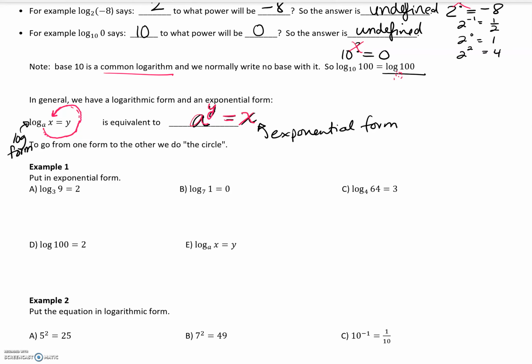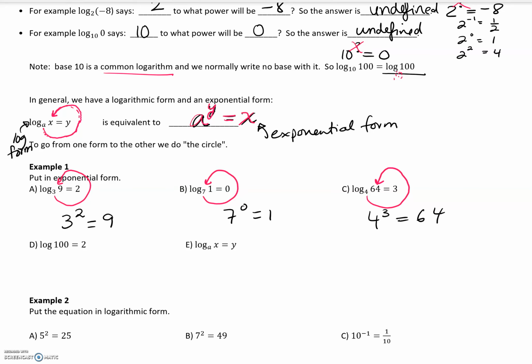First example says, put in exponential form. So I'm just going to do the circle and say 3 raised to the second gives me 9. So log base 3 of 9 equal to 2 is essentially saying, hey, 3 squared is equal to 9. These are all the ones we practiced upstairs. 7 raised to the 0 gives me 1. That's all that's saying. Next one saying 4 raised to the 3 gives me 64.